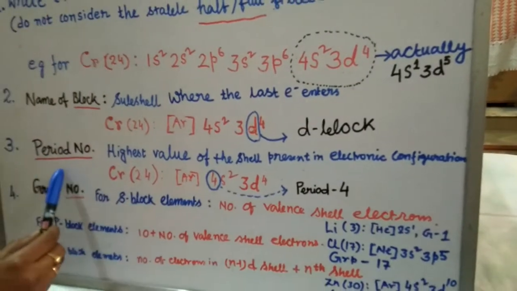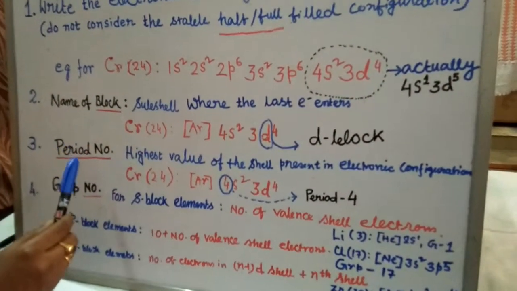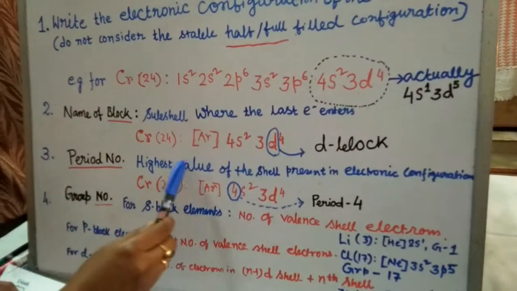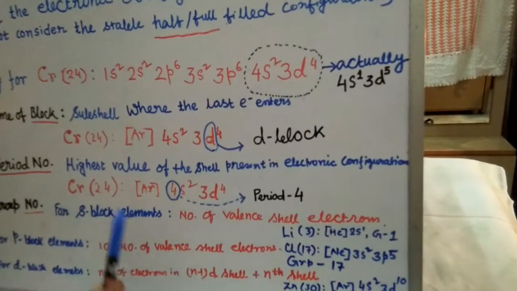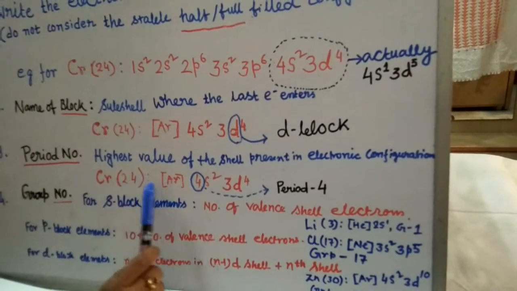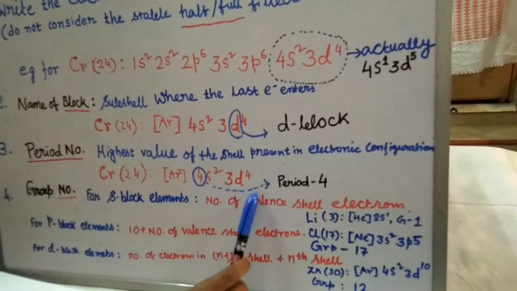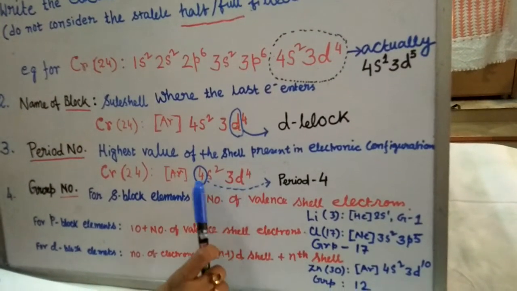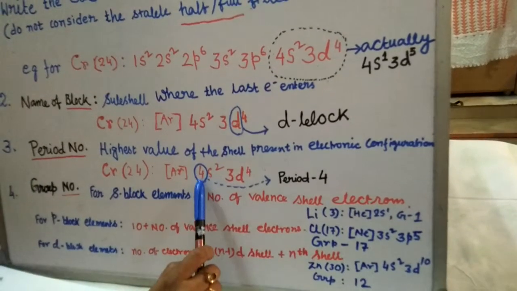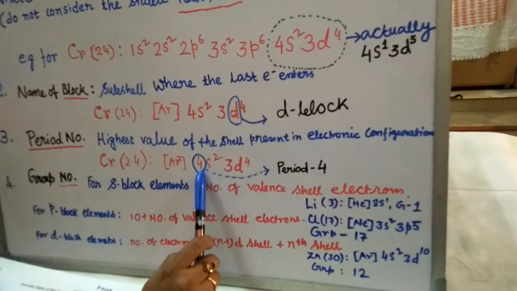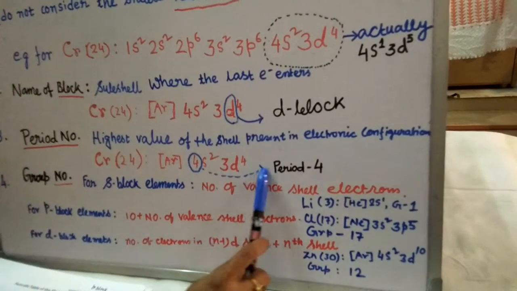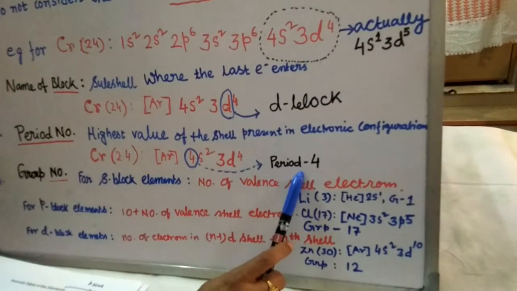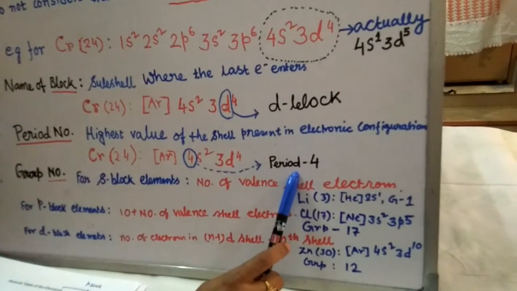Now we will determine the period number. The period number will be determined by the highest value of the shell present in the electronic configuration. Again, in chromium you see it's argon, then 4s2, then 3d4. So what is the highest value of shell present here? It is 4. This is the highest principal quantum number present in the electronic configuration. So the period of chromium will be period 4 in the periodic table.